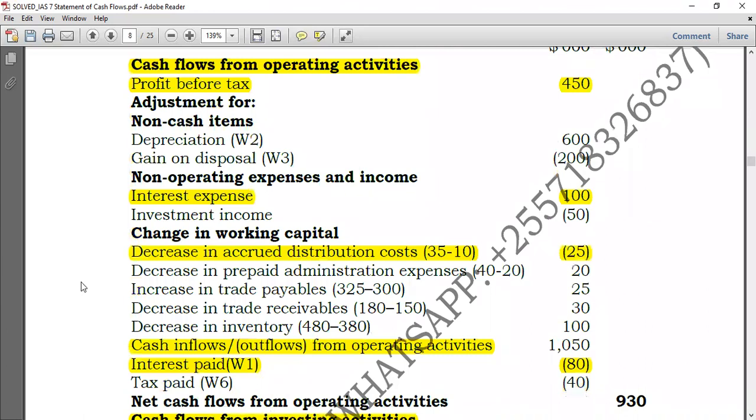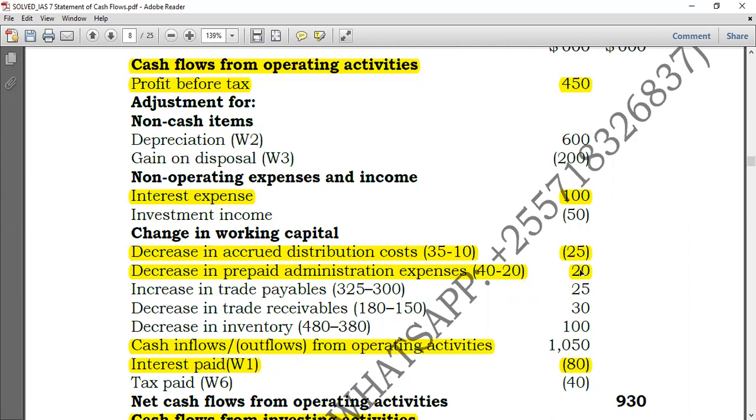Here, as you see, there is a decrease in prepaid administration expenses from 40 to 20, and the difference is 20. Now see, there is a decrease. We have taken it as a positive, and this is an asset. Ask yourself, you had an asset, that asset decreased, but there's no other reason other than cash. It means I gave it out, I sold it, and I obtained cash. That's why I put this as positive, right?